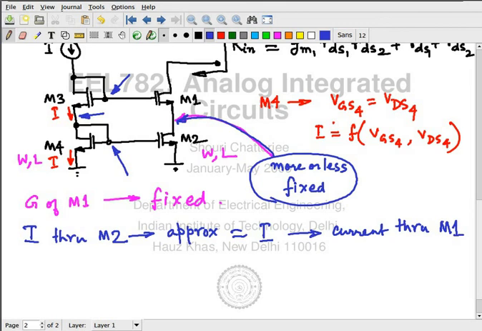Now look at M2. You've got a device, M2. The gate voltage is fixed. Source voltage is ground, so that's fixed. Drain voltage is more or less fixed. The current through M2 is a strong function of VGS, a weak function of VDS. VDS is going to vary weakly. Okay? So the current through M2 is going to vary even more weakly. M2 is in saturation, I'm implying.